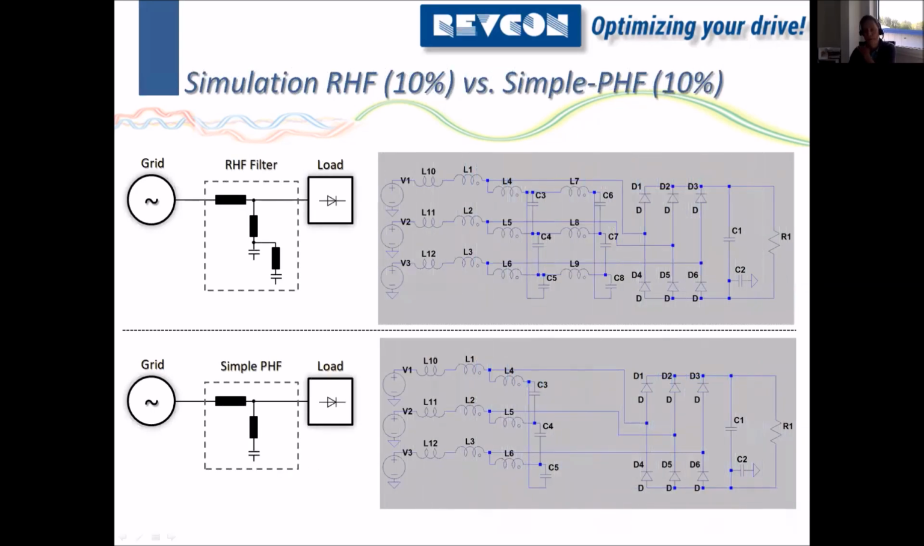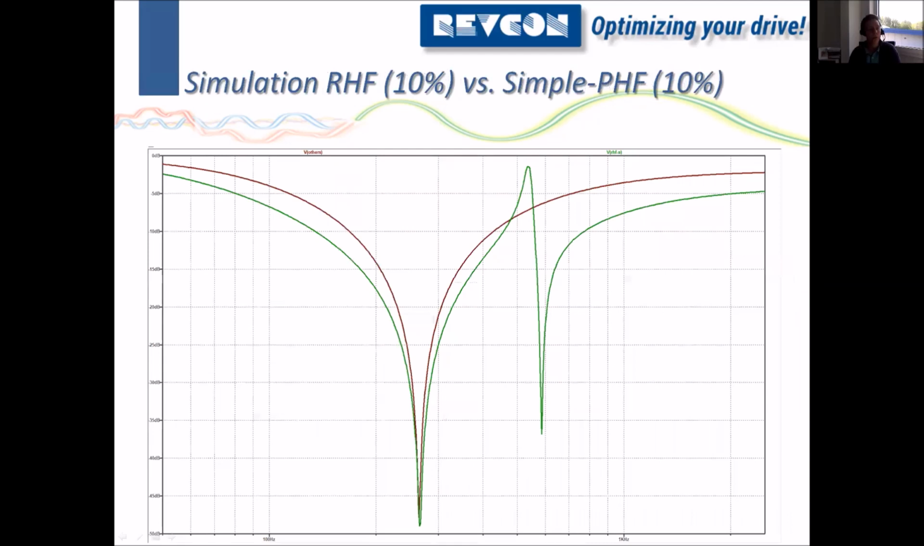To understand this, I have set up a simulation of both harmonic filters. This simulation results in a damping diagram. In this diagram, you can see the green one, which is the REVCON filter, a 2-stage design. These are both 10% filters, by the way. And the red one is the simple passive harmonic filter design.